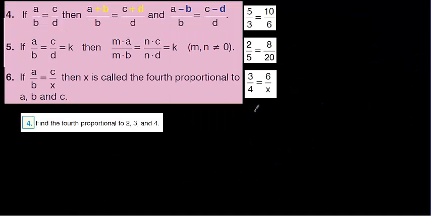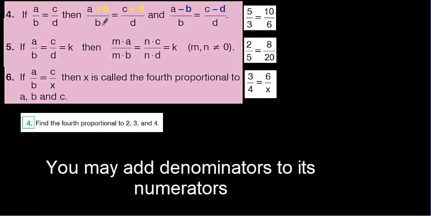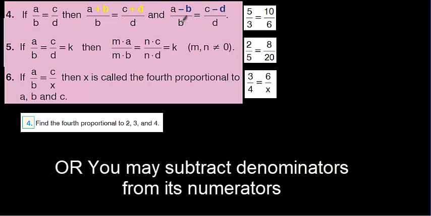Here we have the fourth property. A/B is equal to C/D. It is given to us, and here the denominators are B and D. You may add the denominator to its numerator. So you are adding B to A, and D to C, or you may subtract them, and this doesn't change the proportion.